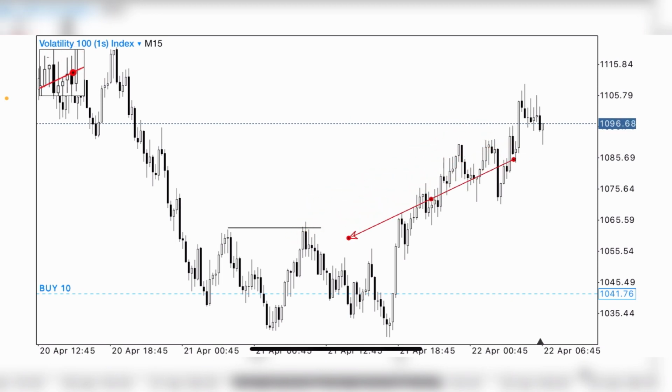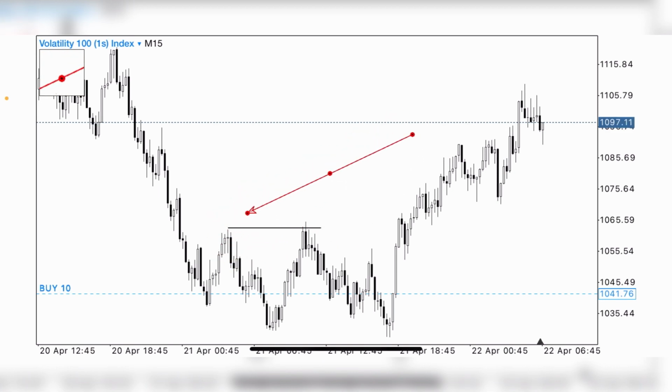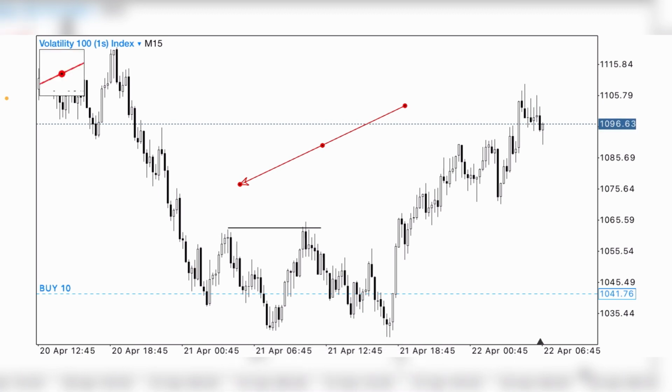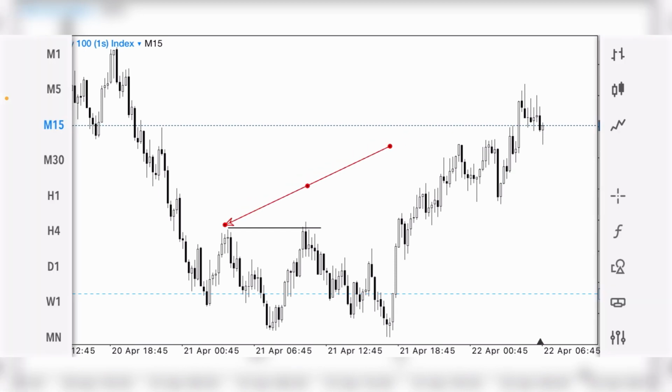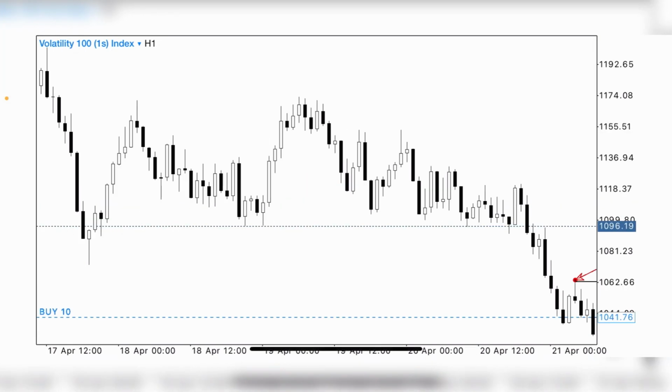If you check the 1 hour time frame, this particular high is an inducement. Remember, we have time frame differences, so this high is also an inducement for the 1 hour time frame. Let's check the market. So this is it.